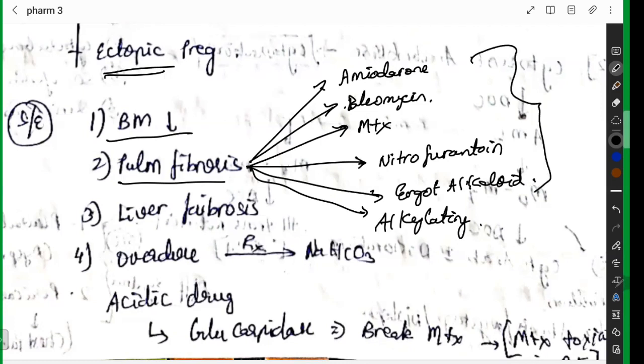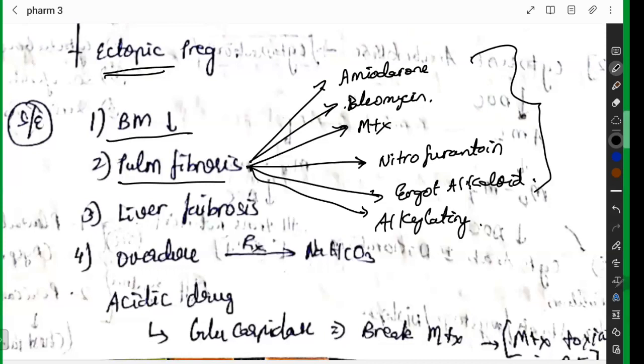5 drugs. Pulmonary fibrosis also occurs with alkylating agents, but for pulmonary fibrosis the alkylating agent is the last step. Okay, the first side effect will not be pulmonary fibrosis. So these 5 drugs, amiodarone, bleomycin, methotrexate, nitrofurantoin, ergot alkaloid, are the 5 drugs that are going to cause pulmonary fibrosis. Hope you are clear with this, right? Do you have any doubt?